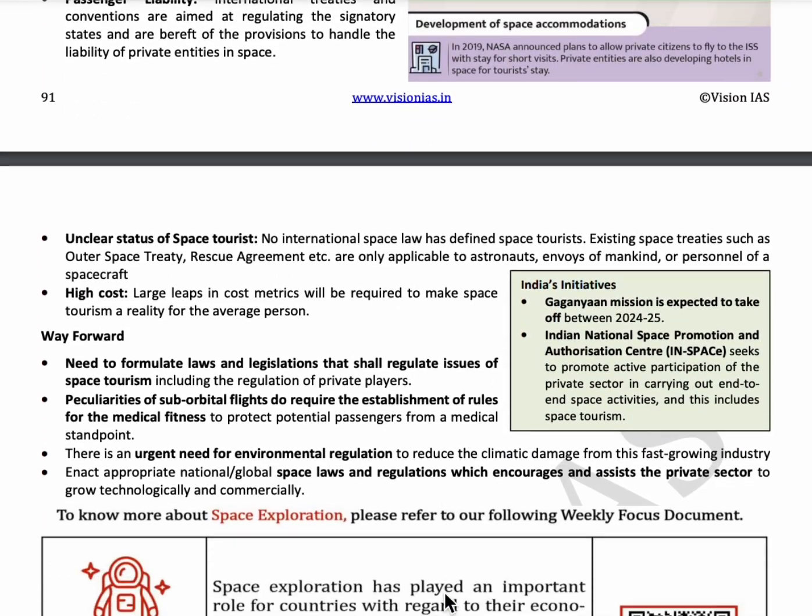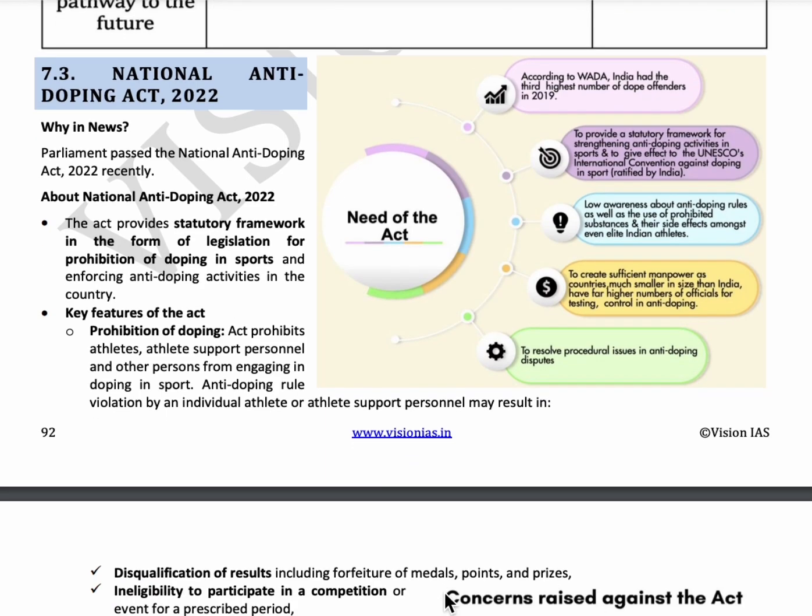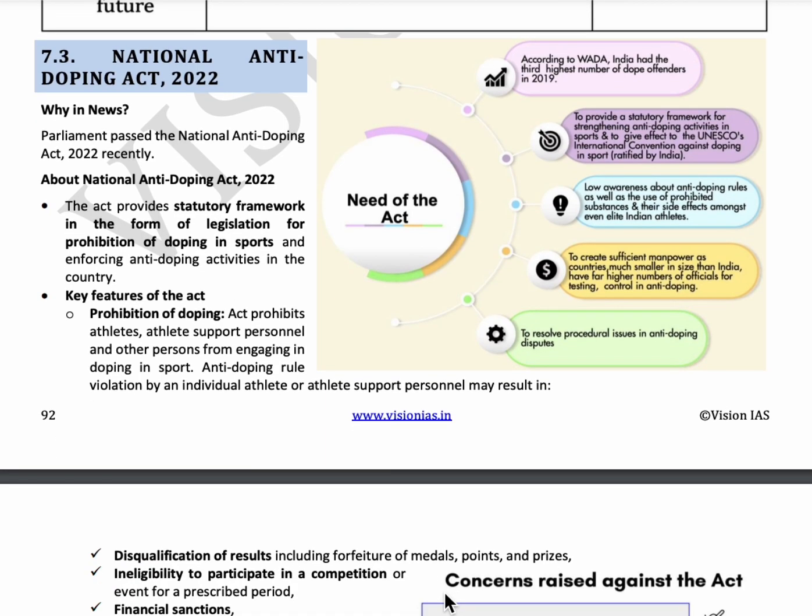The next topic is National Anti-Doping Act of 2022. So here doping means consumption of certain prohibited substances like steroids, narcotics, etc. to improve their performance in the sports. So India is the 3rd highest country that uses doping. So to prohibit the doping in sports, National Anti-Doping Act of 2022 was passed by the Parliament.